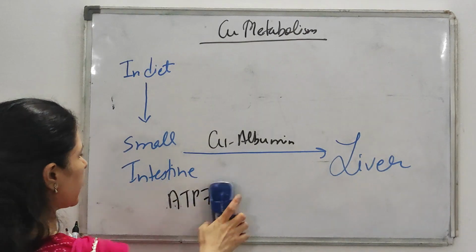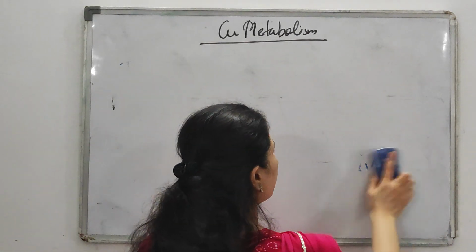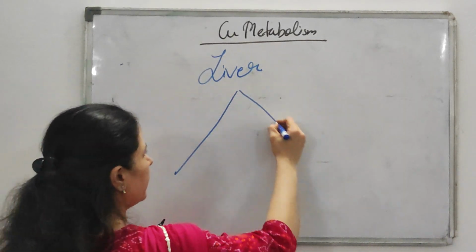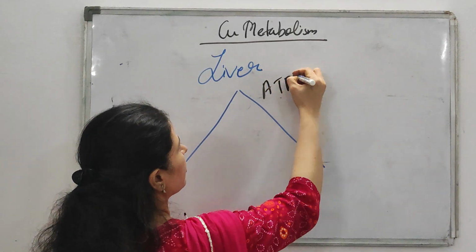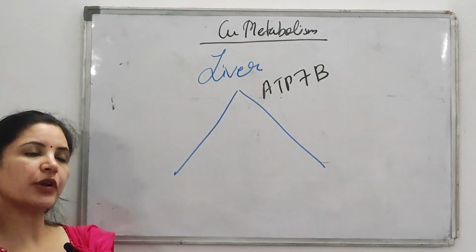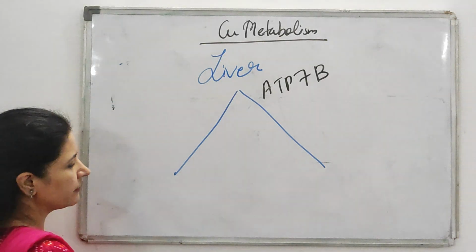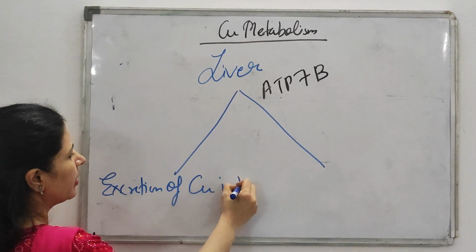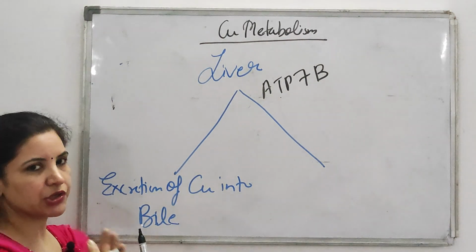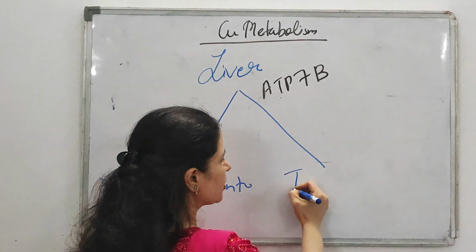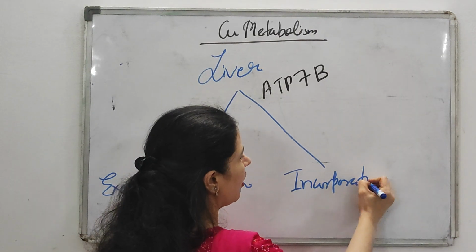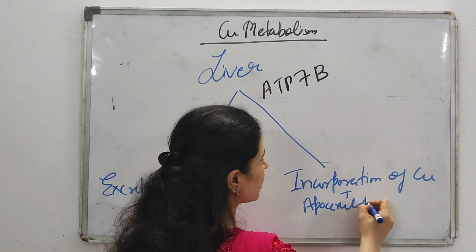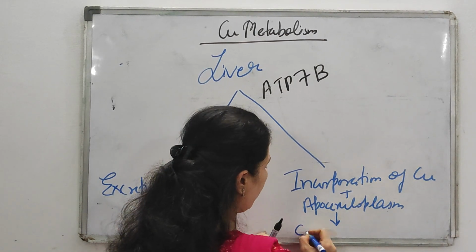Next, we will understand what happens in the liver. When copper enters the liver, what is the fate of that copper? In the liver, there is a role of another transporter protein, that is your ATP7B. What is the role of this ATP7B? Two things it does. First, it helps in the excretion of copper into bile. And the second function is that it helps in the incorporation of copper with apoceruloplasmin, and copper and apoceruloplasmin combine together to form ceruloplasmin.